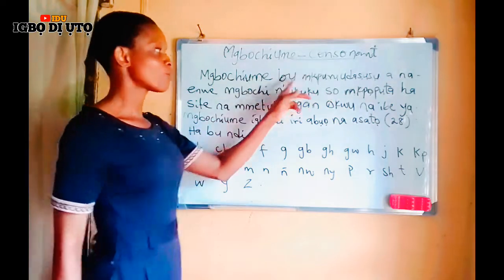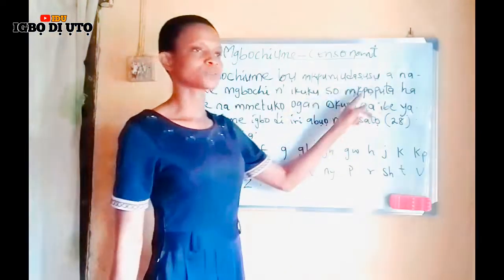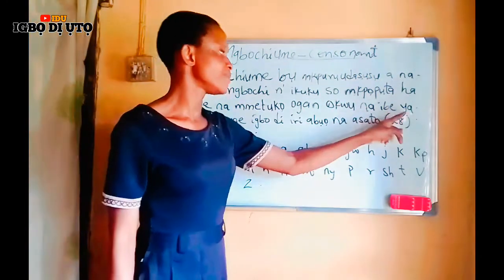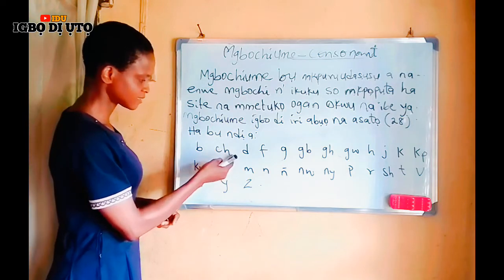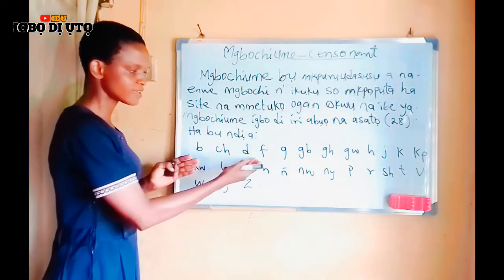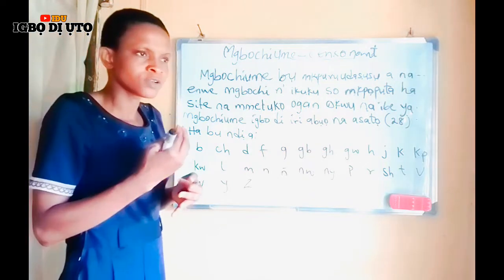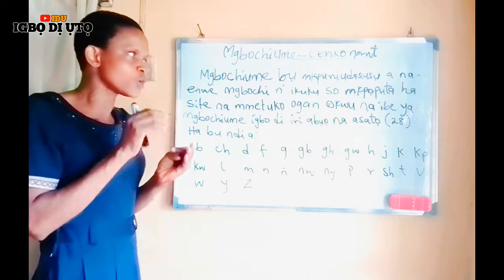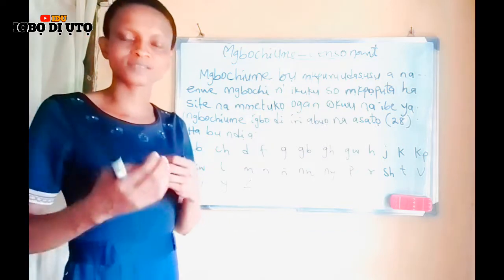So mgbochiume bụ mkpụrụ ụda asụsụ a na-enwe mgbochi n'ikuku so mkpọpụta ha site na mmetụkọ organ okwu na ibe ya. What I mean by that bụ na mgbochiume dịka ị na-anya kịta, this letter is one of the mgbochiume. So ihe ọ pụtara bụ na mgbe ị na-agbalịsi ike, when you are trying to pronounce this word, na-enwe obstruction, na-enwe mgbochi from the air, from your voice to come out, your vocal tract to come out.